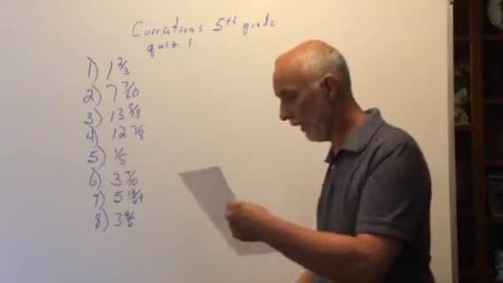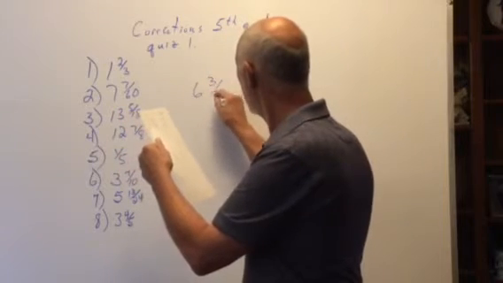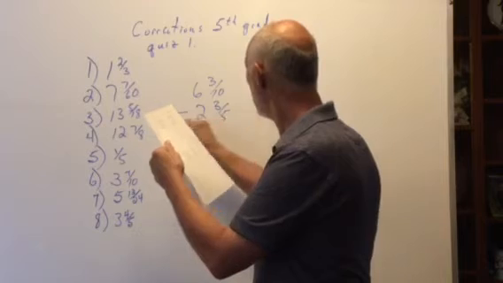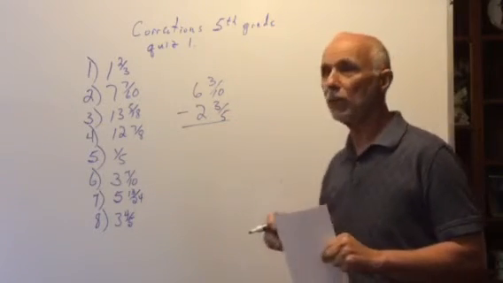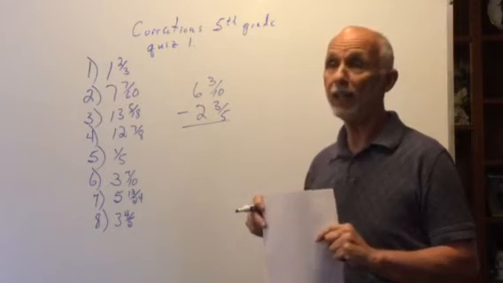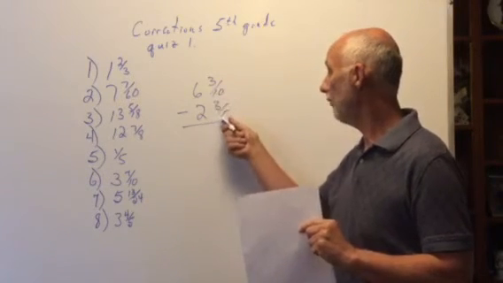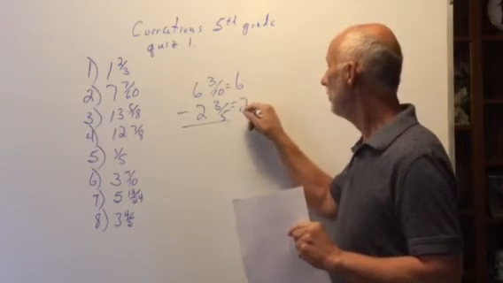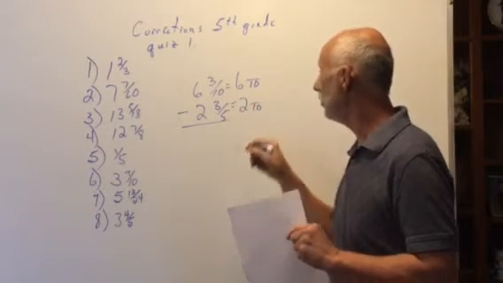Now, number 6 asks you to do 6 3/10 minus 2 3/5. We need to start by finding a common denominator, which again, if you look at those denominators, it's pretty easy to find. It's 10, because 10 times 1 is 10 and 5 goes into it. Now please notice, in subtraction, I bring the whole numbers over. I didn't do that in addition.